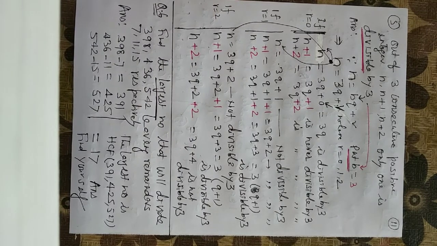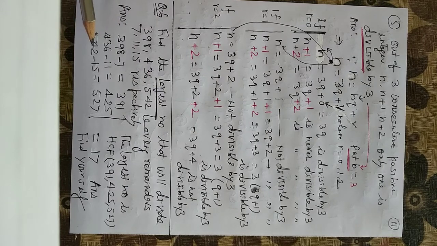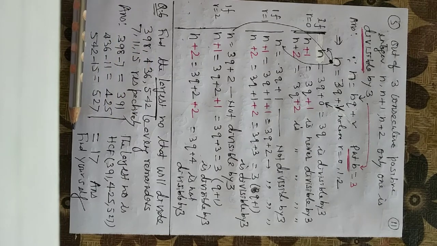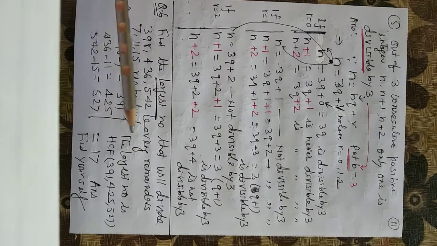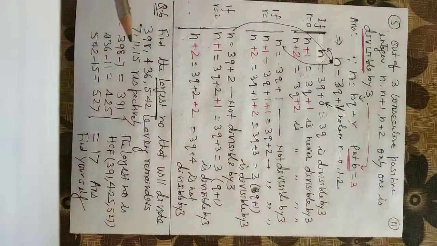Now come to the 6th question. Find the largest number which will divide these numbers leaving remainders 7, 11, 15. Again the remainders are subtracted, and we get 3 numbers. Find the HCF of the 3 numbers. This will come to 17. Find it yourself. How to find HCF is known to you.